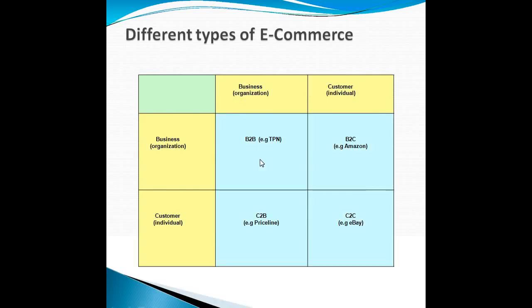So these are the different types of e-commerce on the basis of business and customer. On the basis of business, it is related to organizations, and on the basis of customer, it is related to individuals. In business, it is B2B, that is TPN, and B2C, that is Amazon. At the customer level, it is C2B, which is Priceline, and C2C, that is eBay. So we will learn about B2B, B2C, C2B, C2C in our upcoming slides, one by one.